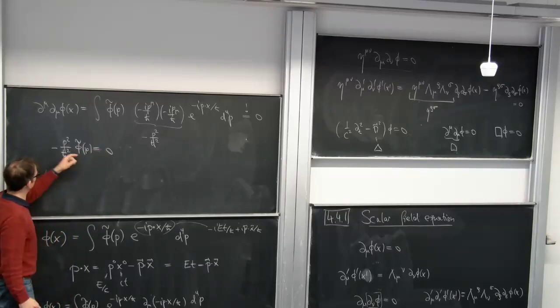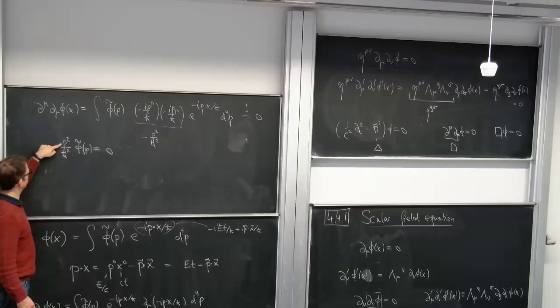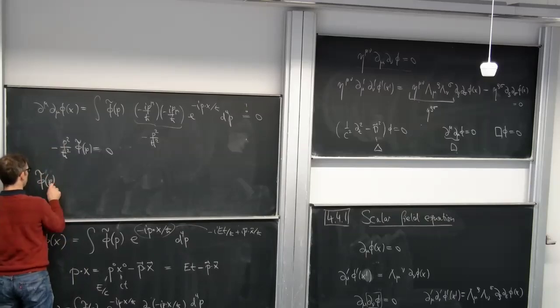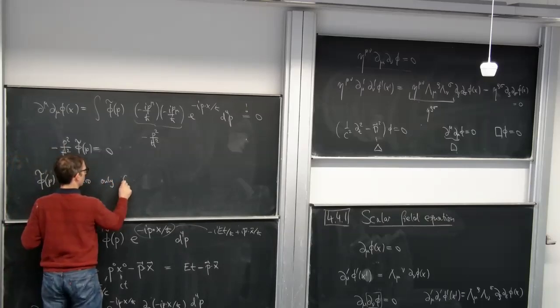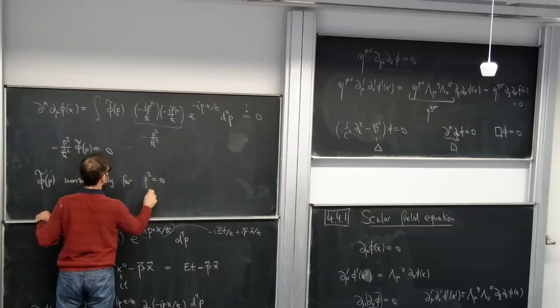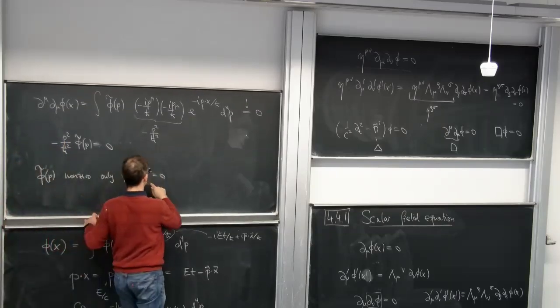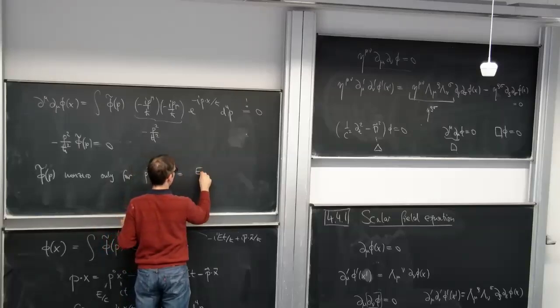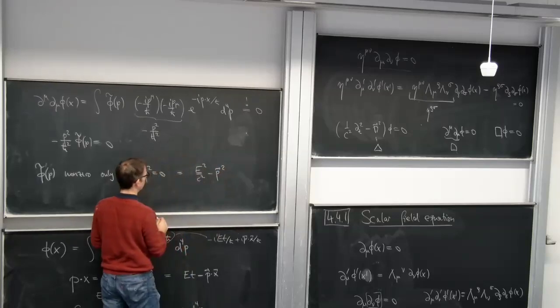And what does it mean? It means if that phi tilde wants to be non-zero, then this has to be 0. So phi tilde of p is non-zero only for p squared equals 0. The h bar is never 0, and the minus is also never 0. So it's p squared, the 4-vector squared, so that is E squared over c squared minus p vector squared, and that's 0.